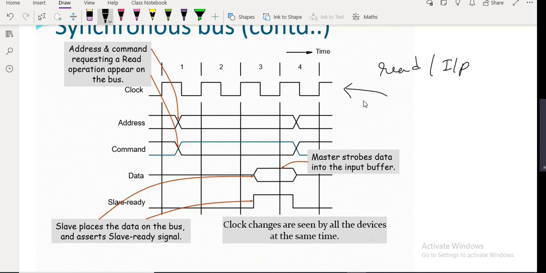Now tell me, which instruction gets executed faster? Which instruction is going to get executed faster? First one or second one? Second one. First one. Execute faster, this is slow. Why?